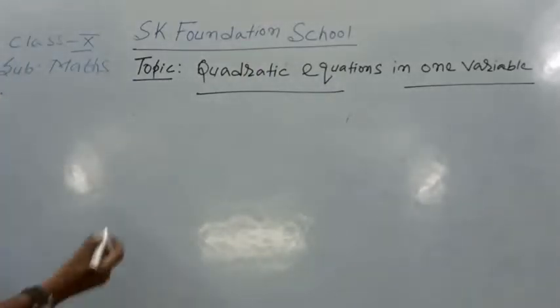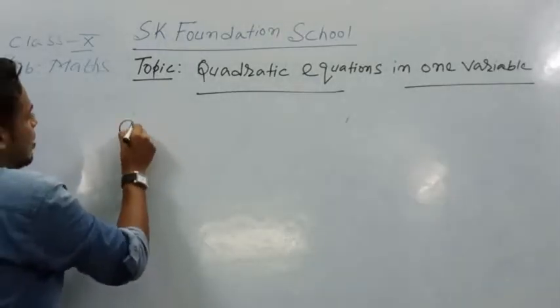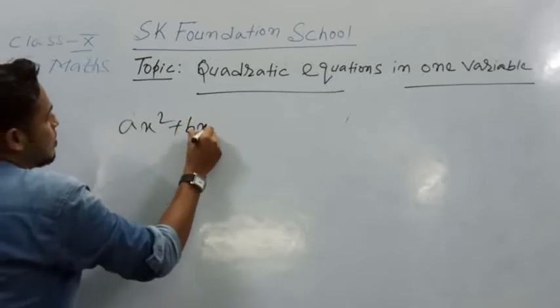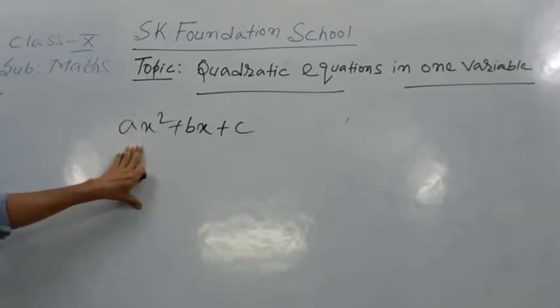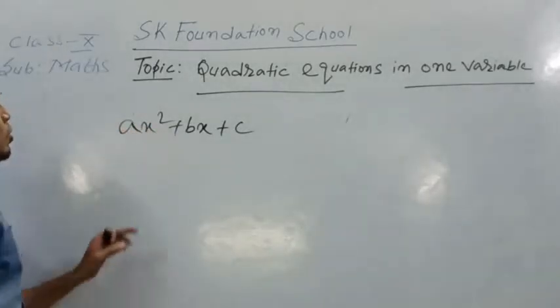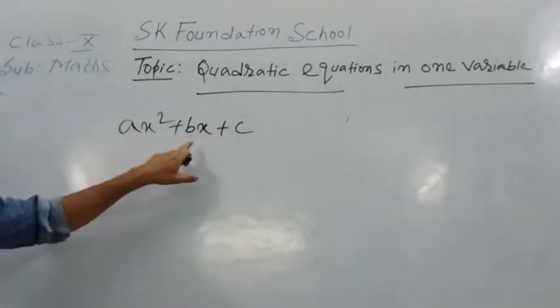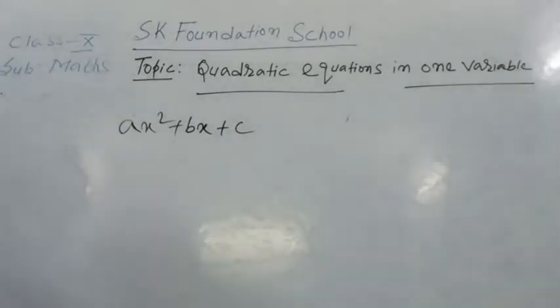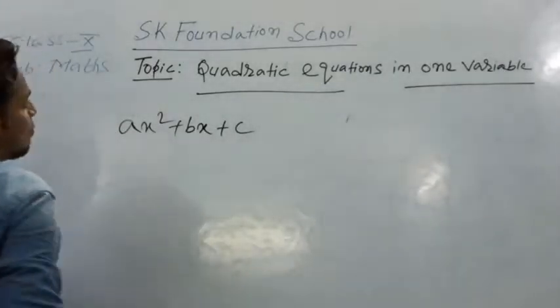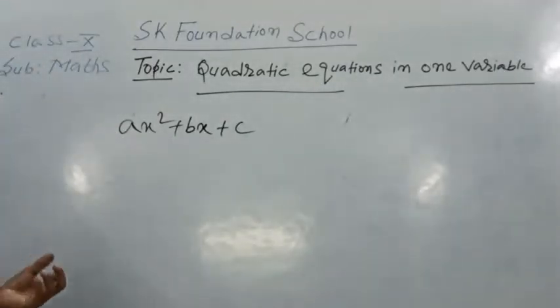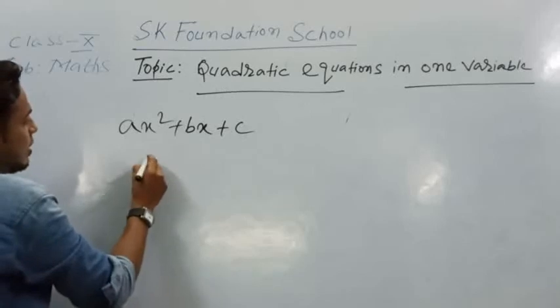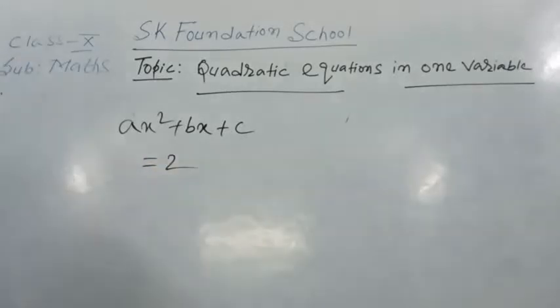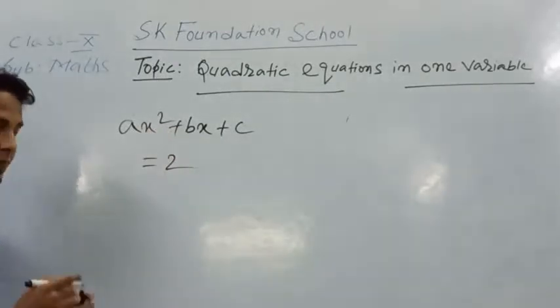In this topic, first we are going to take an algebraic expression, ax square plus bx plus c. Here the coefficient of x square is a, and the coefficient of x is b, right? If we calculate the degree of x, here x contains power 2, here x contains power 1. So the degree equals 2, right? And it is a kind of expression.